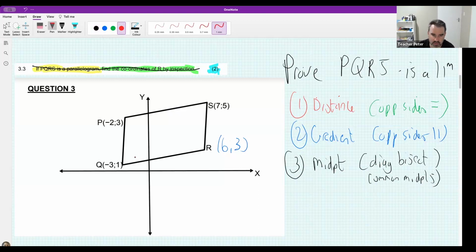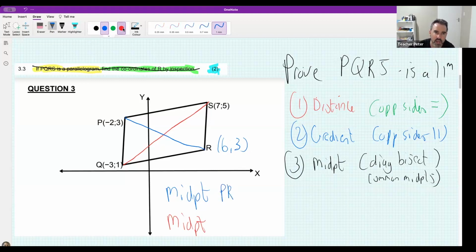So I'm going to set you this task. This is a diagonal of this quadrilateral, which is a four-sided figure, and this is the other diagonal. I want you to find me the midpoint of the blue one, and I want you to find me the midpoint of the red one. So midpoint of PR and midpoint of QS. And let's just see what you get, and then we'll discuss that further.